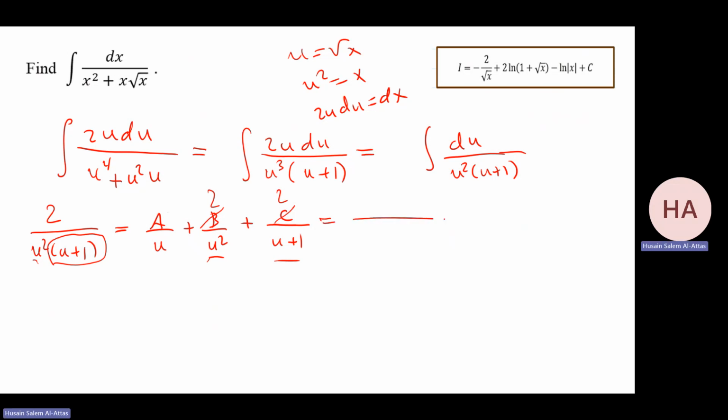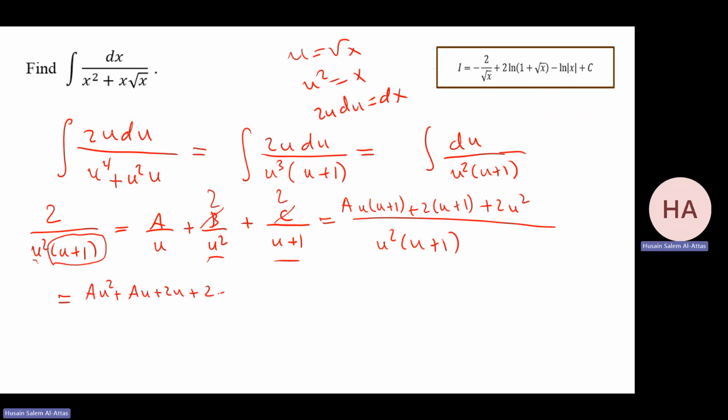Okay, now let me do the common denominator. It's u square, u plus 1. I divide by u, I'm having a times u plus 1. This is 2 times u plus 1, and this is 2 times u square. So that gives me what? I'm looking for a only. That gives me a u square plus au plus 2u plus 2 plus 2u square over this, and that should equal 2 over u square, u plus 1.